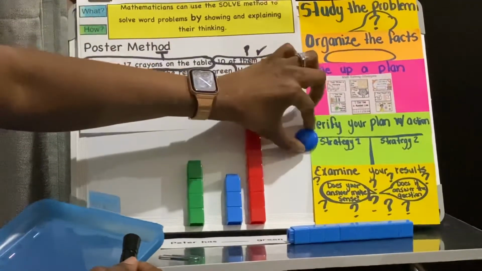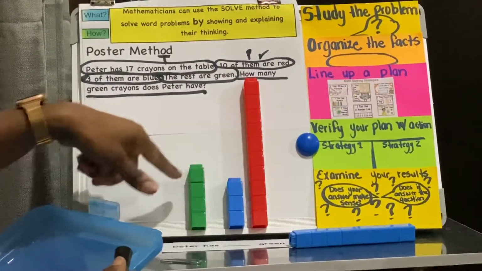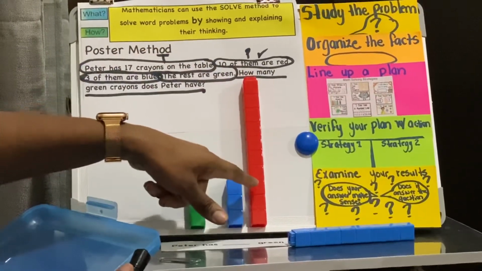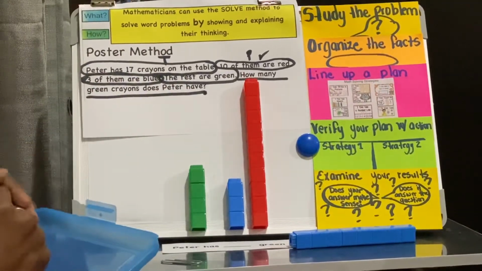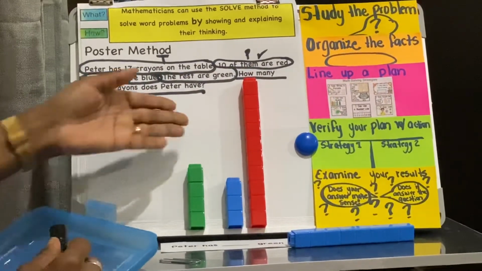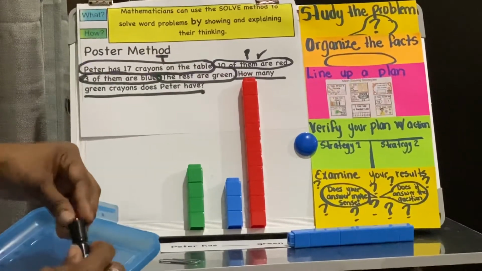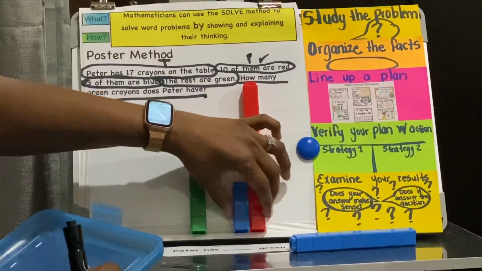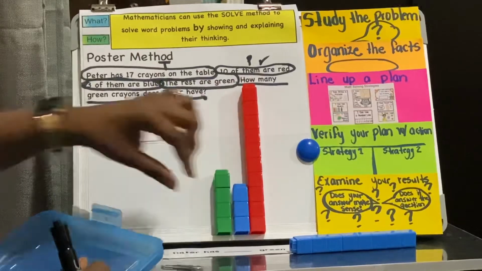Let me verify my plan. So my first strategy was to use my manipulatives. He has 10 red crayons, 3 blue crayons, and we know that he has 17 in total. Do I have 17? Let me examine my results. 10 plus 3, 13. 13 plus 4 gives me 17.